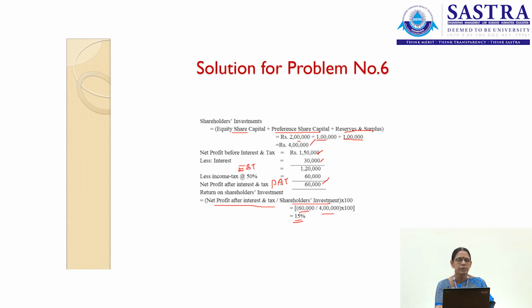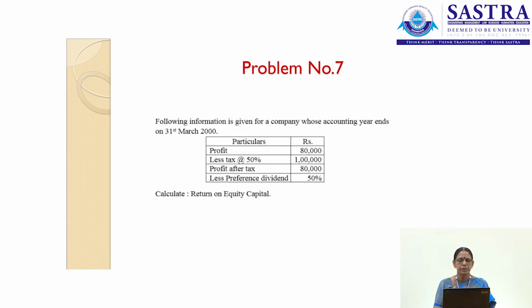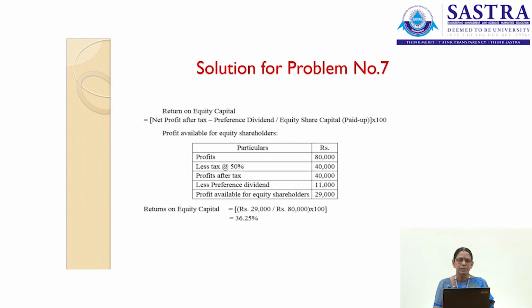Now we come to problem number 7. The following information is given for the company whose accounting year ends on 31st March 2000. Profit is 80,000 rupees, taxes 50%, 1 lakh, profit after taxes 80,000. Now preference dividend is 50%. Calculate return on equity capital. Return on equity capital is net profit after tax minus your preference dividend divided by equity share capital into 100.